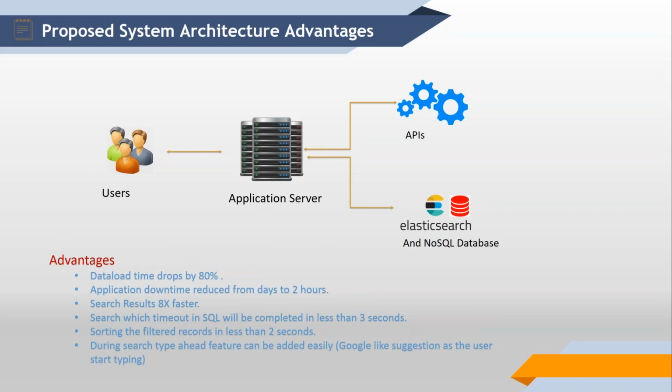So changing the database from SQL to NoSQL and using Elasticsearch made the application architecture very robust. The data load time dropped by 80%, and the application downtime reduced to 2 hours, because loading data into Cassandra and then using Elasticsearch is very fast compared to SQL.